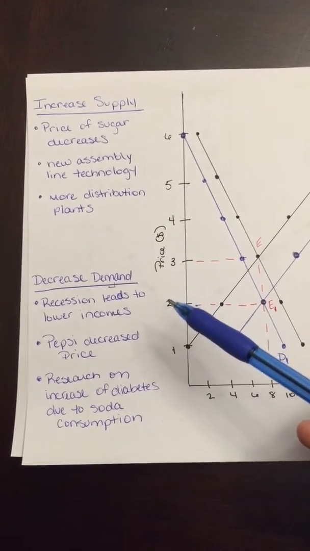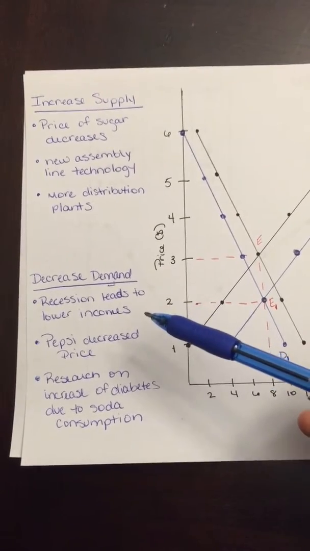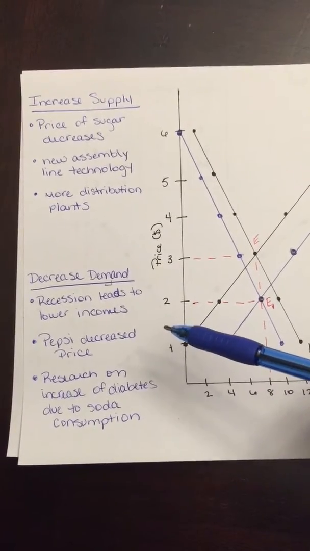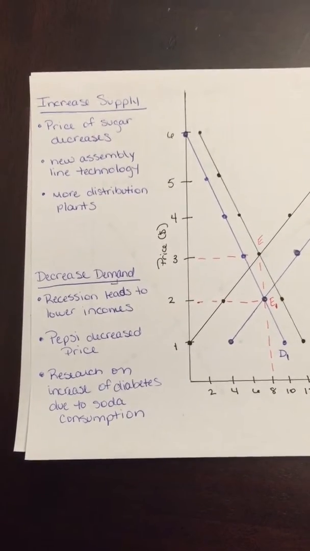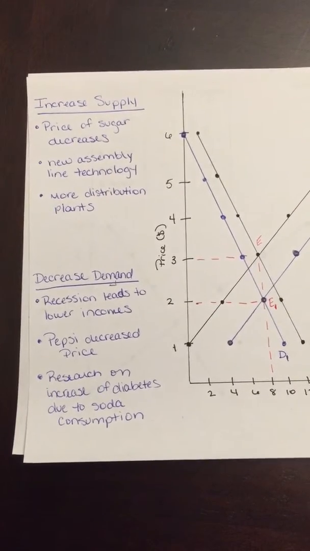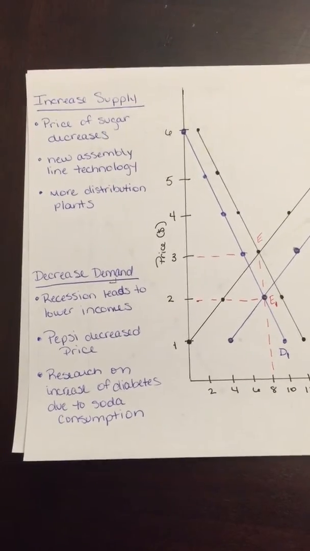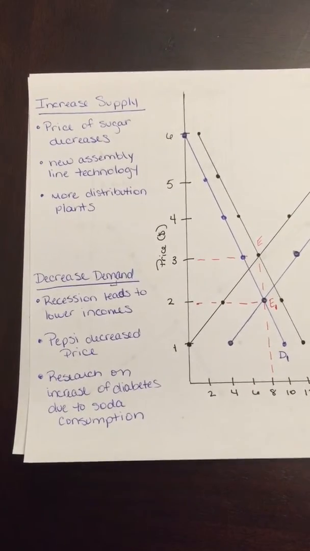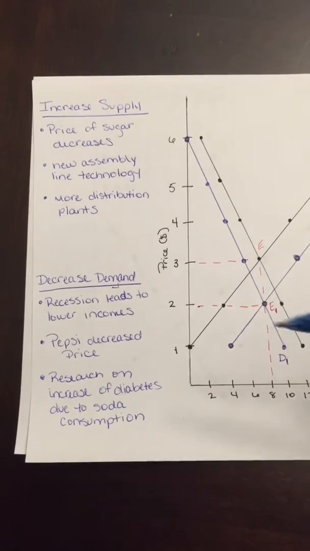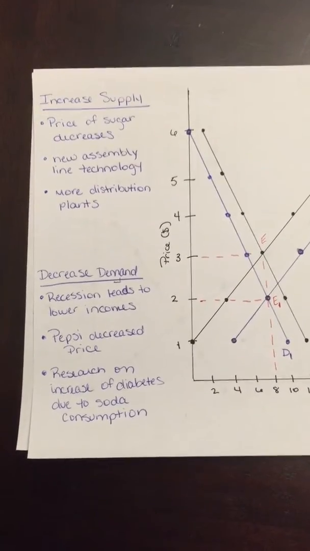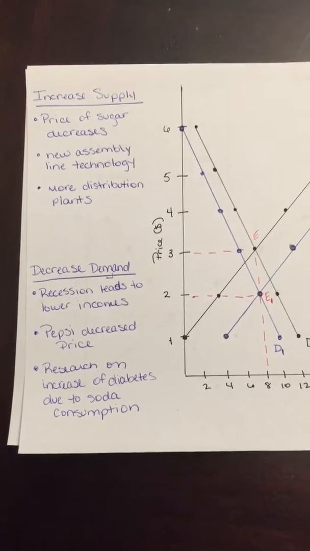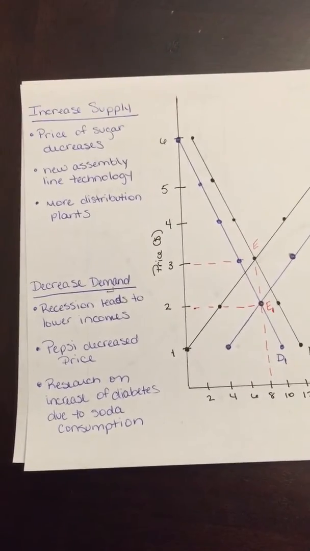For decreases in demand, I looked at a possible recession that might lead to lower incomes for individual consumers. Second, if Pepsi, since they are a competitor of Coke, decreases their price, they may take some of those consumers away from Coke. And then third, research that might show the increase of diabetes due to soda consumption may also decrease the demand for Coke.